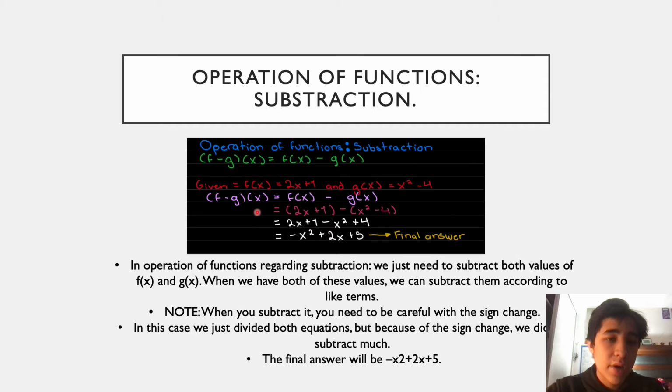For example, f of x, which is 2x plus 1, and g of x, which is x squared minus 4, we just need to subtract them. Because of this negative, the x squared, which is positive, becomes negative, and the negative 4 becomes positive. So when we subtract, we get 2x plus 1 minus x squared plus 4. When we add the like terms, the final answer will be negative x squared plus 2x plus 5.